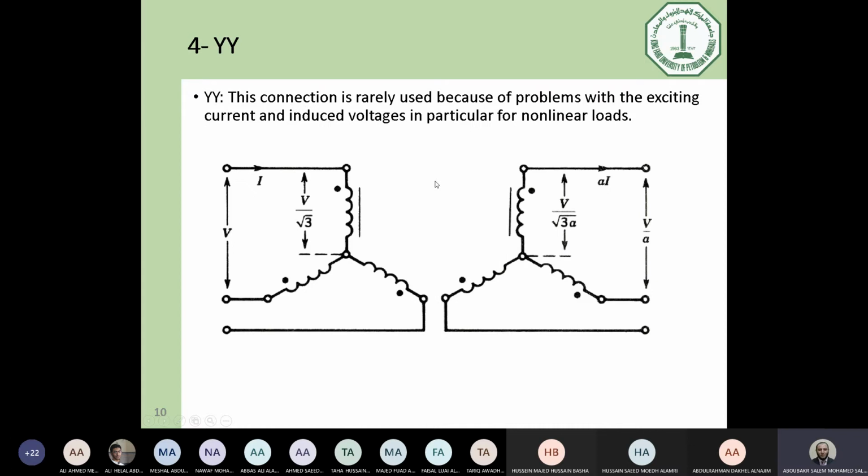The last connection, which is the YY connection, is rarely used because you have two neutral points, and it's extra for the protection. We don't need to add two, primary and secondary earth leakage. One is sufficient, in particular for small loads. Also, it has a problem with the disturbance due to nonlinear loads. If there is any disturbance on one side, it will be reflected to the other side. It's not like the star delta, even for the harmonics. If you have a harmonic on this side, it will appear in the same way on the other side.